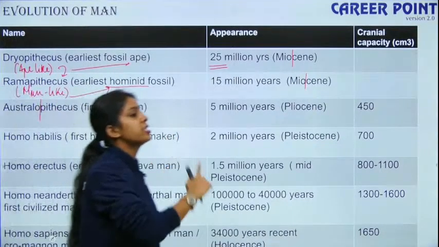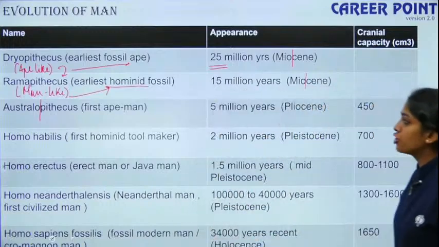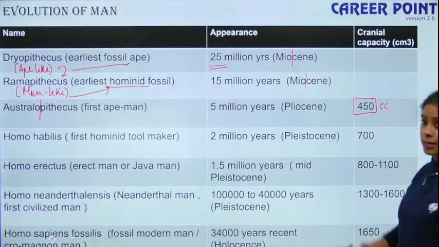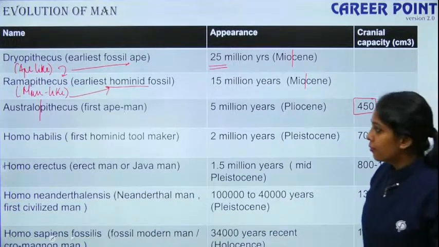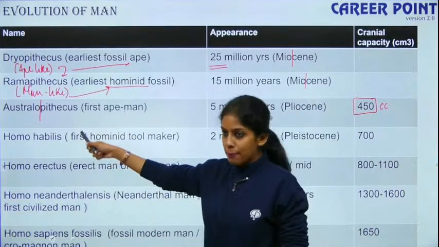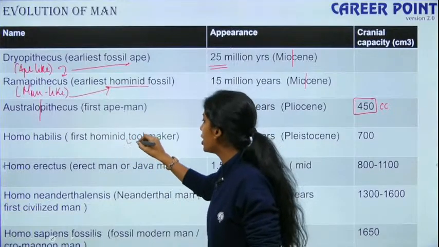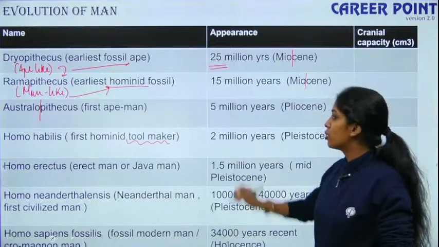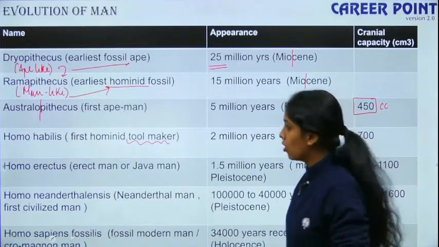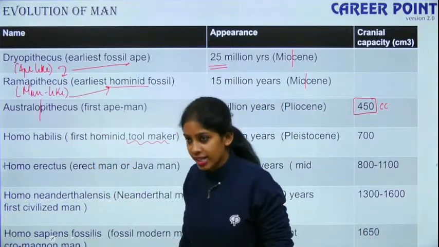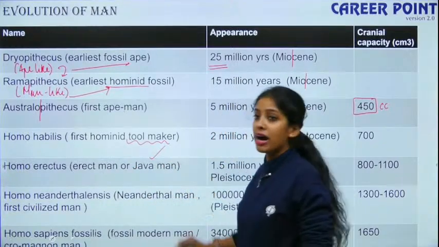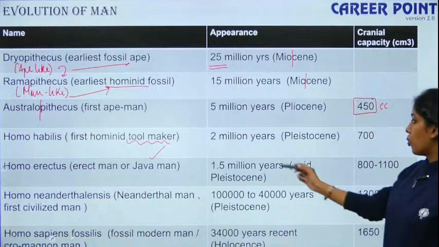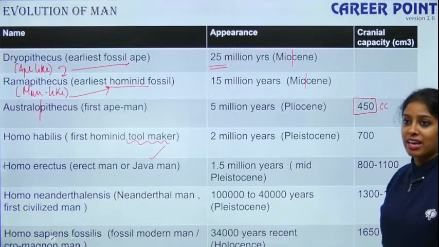Okay, so the first brain development was seen in your Australopithecus. So he had a brain size of 450 cc. This is cubic centimeter, right? Then Homo habilis was the first man who made tools, who made weapons, sharp tools. So this happened 2 million years ago. So then you had Homo erectus. So he is also known as the Java man who lived inside your caves, right? Okay, so he lived around 1.5 million years ago.